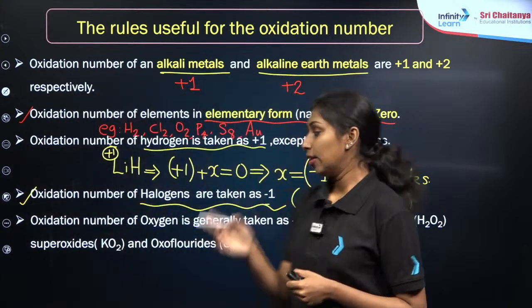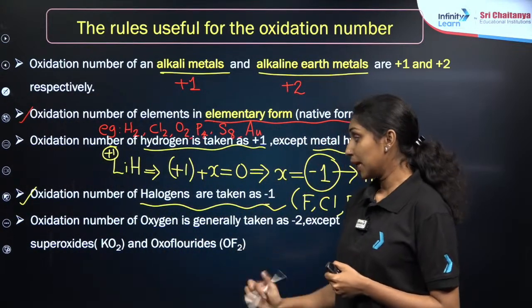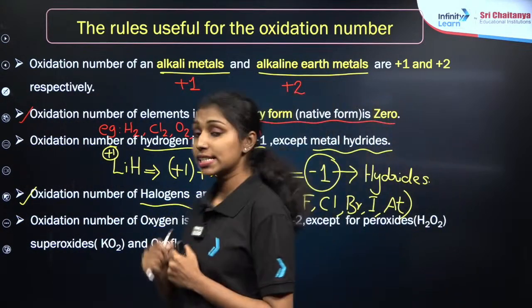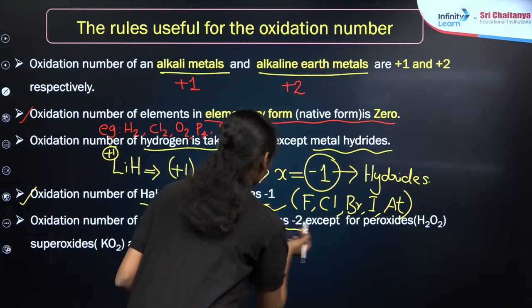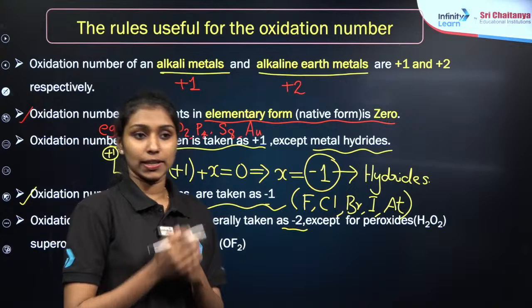Next one, whenever we are considering the oxygen atom, the oxidation number of oxygen is generally taken as minus 2. Right? Oxygen has the oxidation number of minus 2.